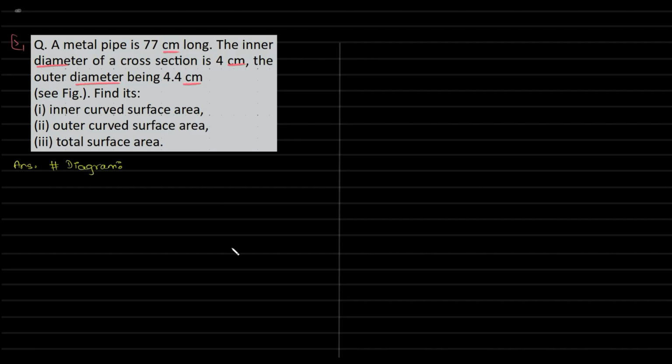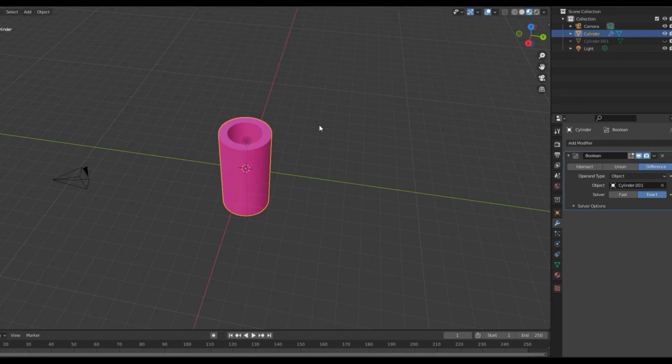So what is it that we are looking at? We are looking at a pipe. So the pipe has an outer diameter, inner diameter, and height. We are not required to use diameter, we will use radius. So height is 77 centimeter, the radius is 2 centimeter, and this is 2.2 centimeter. So this is basically the pipe, right?